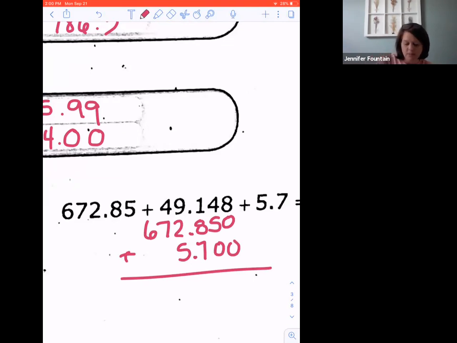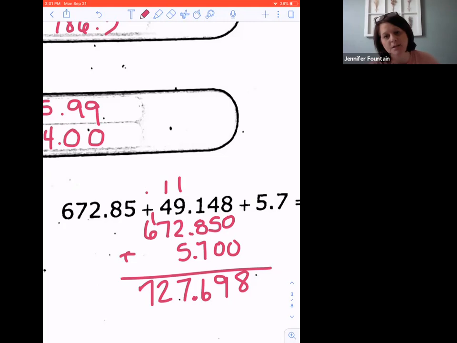8 plus 0 is 8. 4 plus 5 is 9, plus 0 is 9. 1 plus 8 is 9. 9 plus 7 is 16. Put down my 6, carry my 1. 9 plus 1 is 10. Plus 2 is 12. Plus 5 is 17. Carry my 1. 4 plus 1 is 5. 5 plus 7 is 12. Put down my 2, carry my 1. And 6 plus 1 is 7. 727 and 698 hundredths.